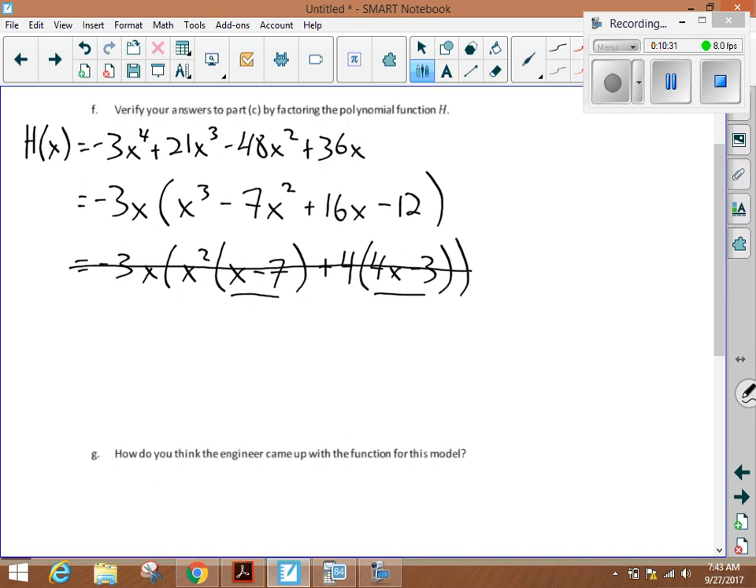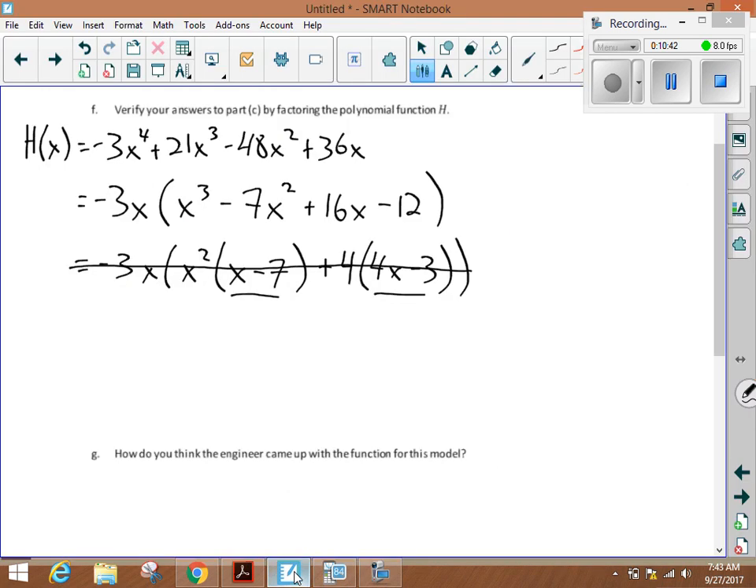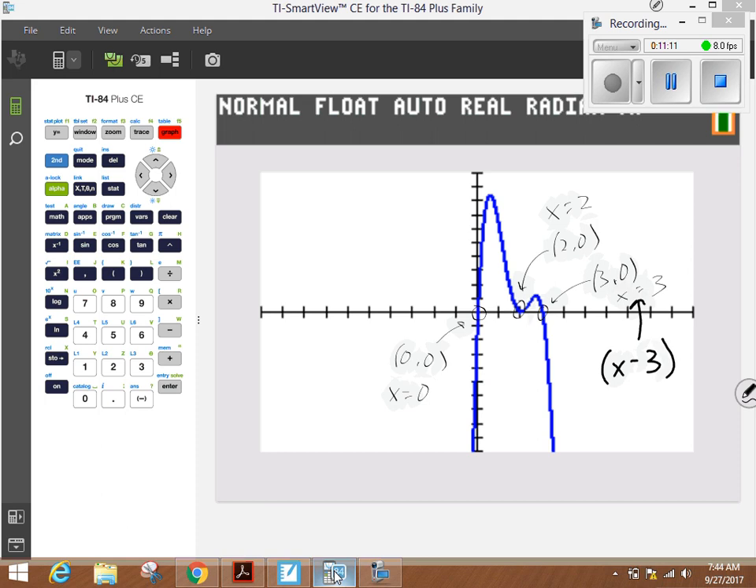I'm going to go back to my graph. And I'm going to say, okay, I have zeros at x equals 0, which is right because this right here tells me that one of my solutions, if I was to set this thing equal to 0, one of my solutions would be x equals 0, right? Because of this 3x that I factored out. Okay, well then if that's true, and we see that this x equals 3 is here, then isn't it a case that x minus 3 should be a factor of it, right?